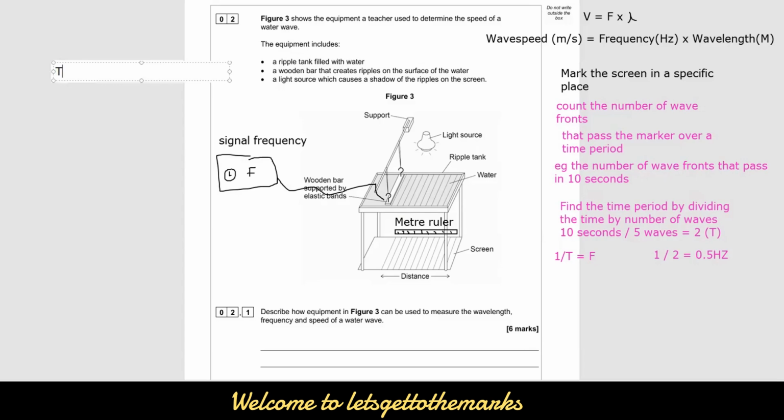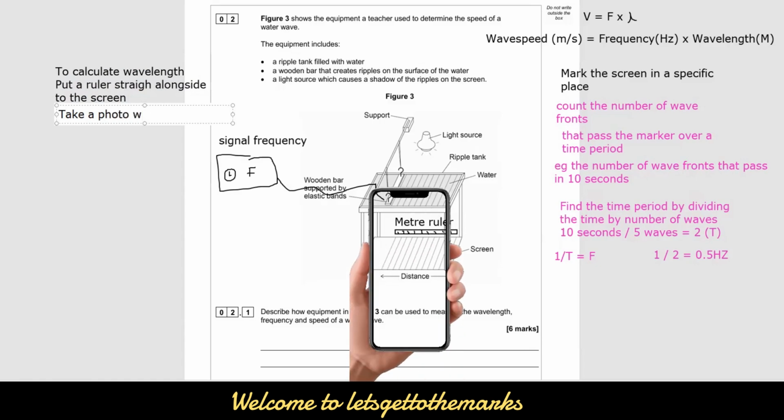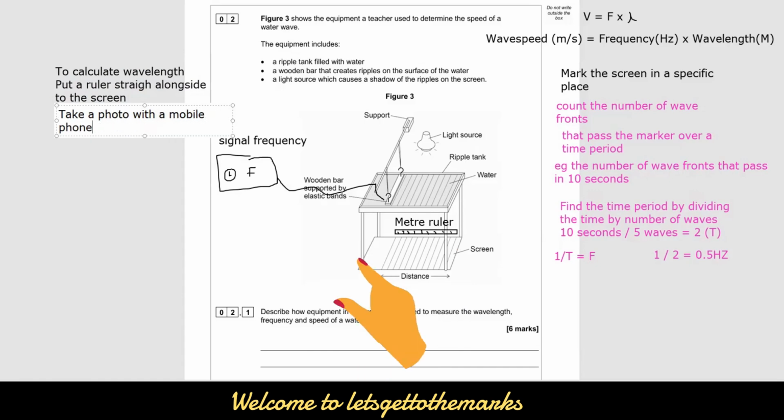So to calculate wavelength, what do we want to do? We want to put a ruler straight alongside, or horizontal to, the screen. Now we're referring to it as the screen. Remember, I said you can just call it the paper. Take a photo. Now, with what? With a camera. Who's got a camera on them nowadays? Really, I'm just going to say with a mobile phone. And then, as you know, you can pinch and zoom in, right? So take a photo with a mobile phone and then use the zoom to enlarge. Now you're going to be able to read. This is going to make it much more accurate, much easier to read the distances when you enlarge it. And then you can actually see what you're doing.